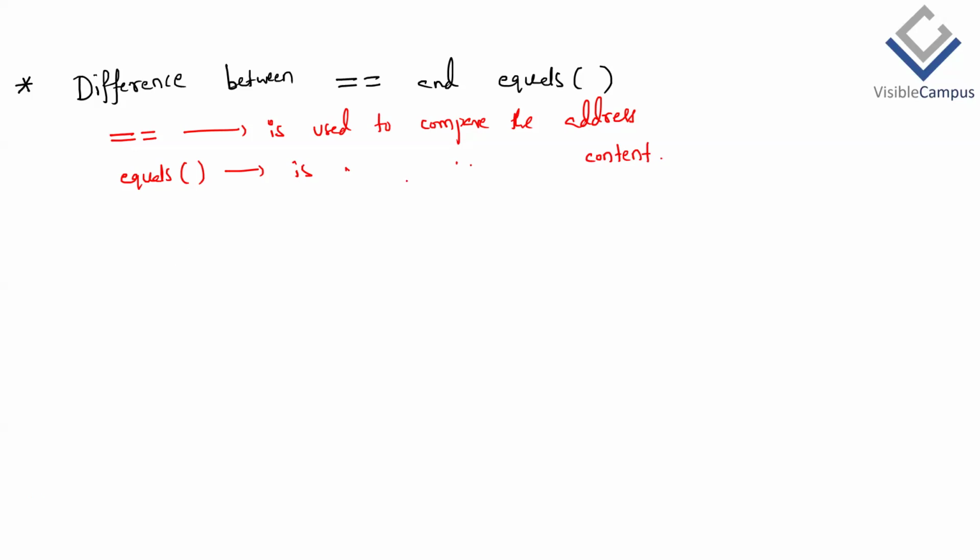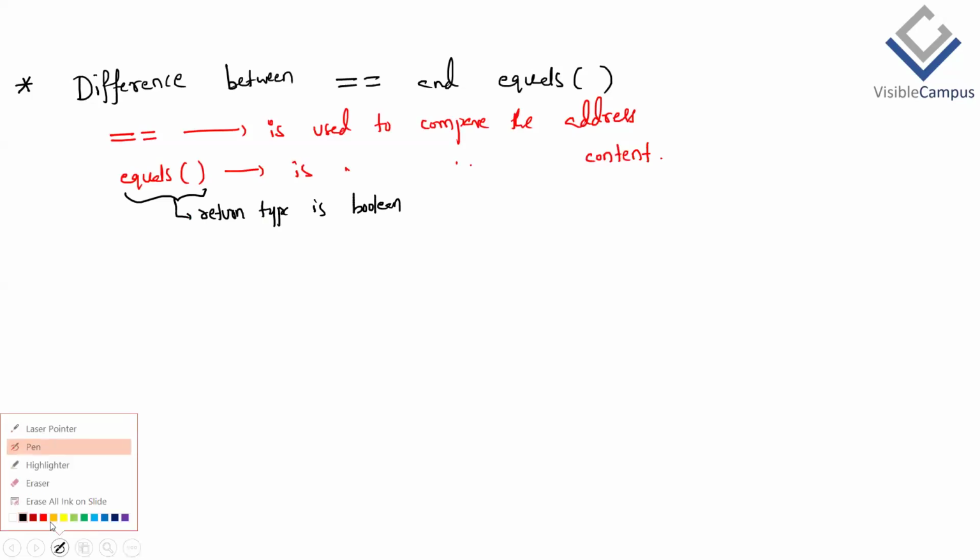If the content is the same, then the equals method will return true. The double equals operator will return true if the address is the same. The return type for this equals method is Boolean. Then let us see the difference with one program.